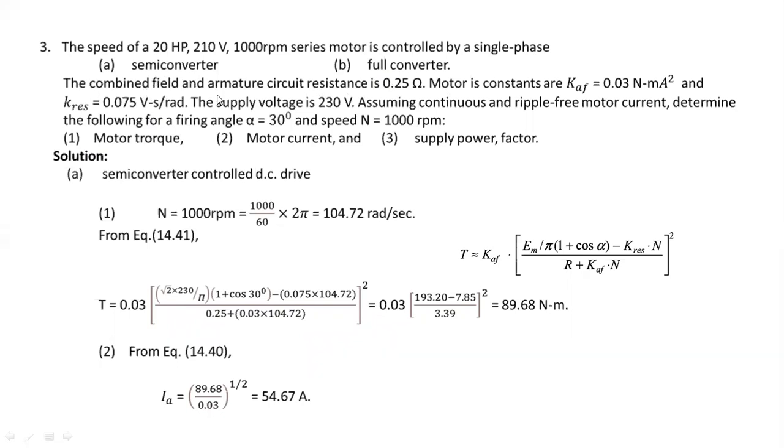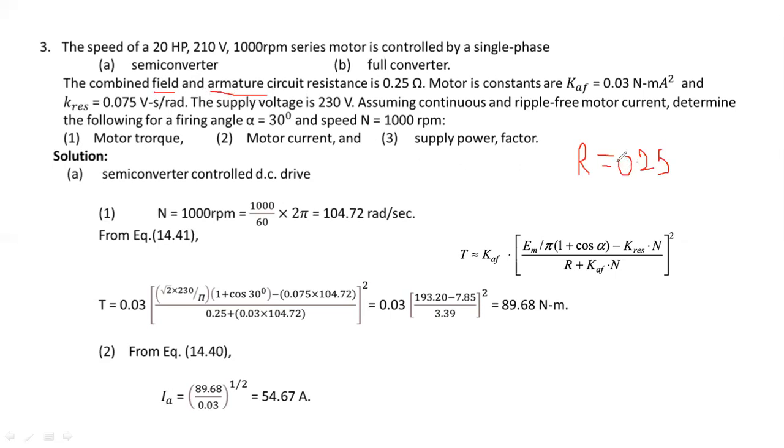Okay, the combined field and armature circuit resistance is 0.25 ohms. Means this is a series motor. In series motor, the field resistance and armature resistance both are connected in series. So that resistance simply we can represent as capital R. This capital R value is 0.25 ohms. What is capital R? Capital R is RF plus RA, field resistance RF plus armature resistance RA, both the combination.